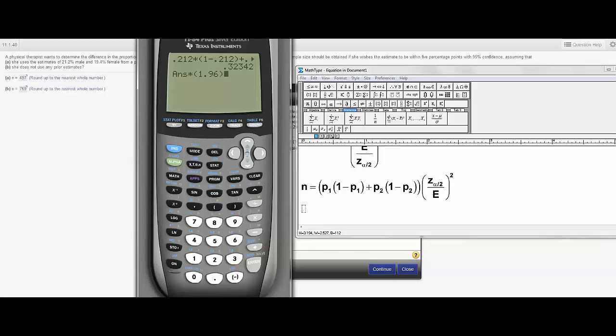Oops. Try that again. Alright, let me try that again. So that number I got times the 1.96 divided by the 5 percentage points, so 0.05, and that I am squaring. Okay, and so that's where they're getting the 497 from.